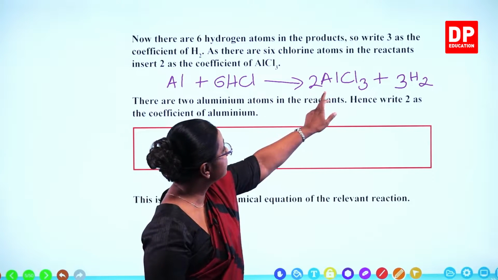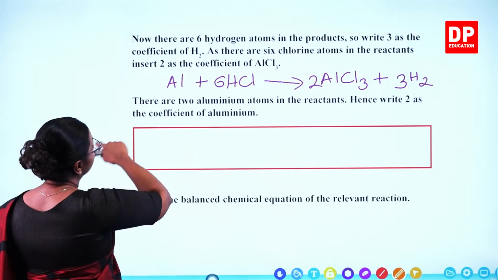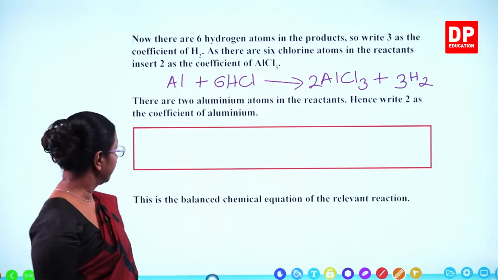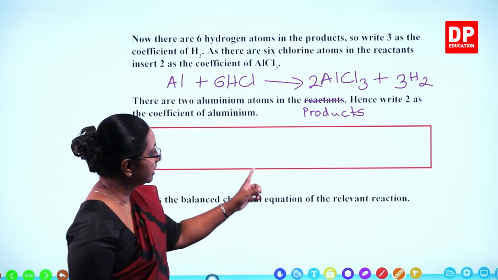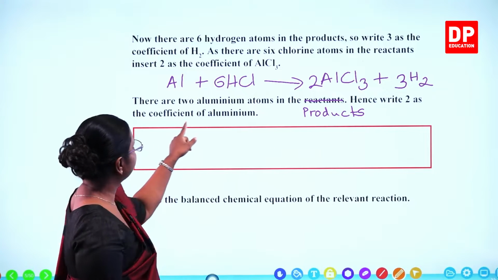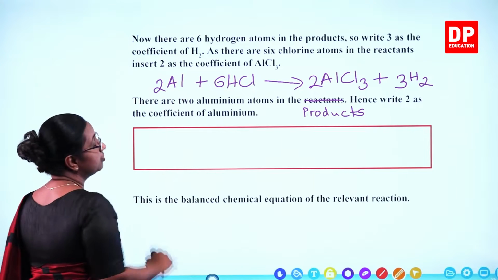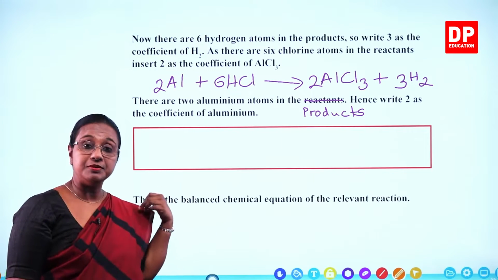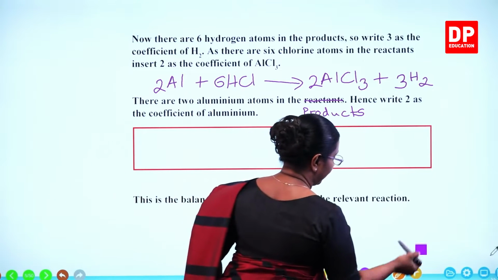So again, to balance the 2 aluminium atoms on the product side, what did we do here? We have to put a 2 in front of aluminium. So there are 2 aluminium atoms in the reactant. Students, there is a mistake in the printing. This should be products. So here we already have 2 aluminium atoms in the products. Hence write 2 as the coefficient of aluminium. That is with the reactants. So we write the 2 there. So this is what I explained before also. So from that we get the balanced chemical equation.